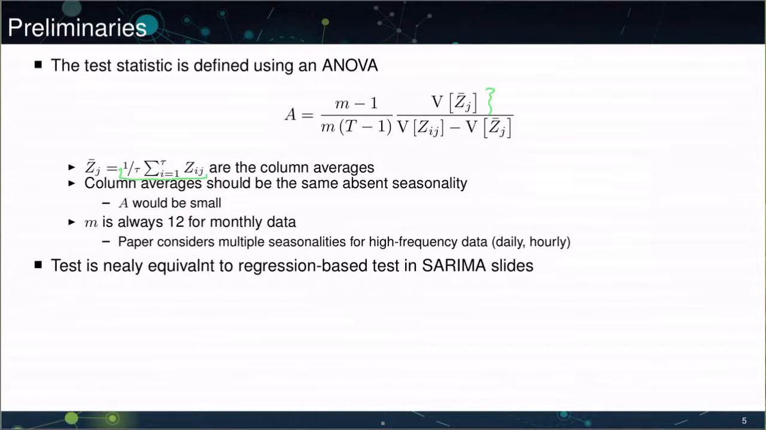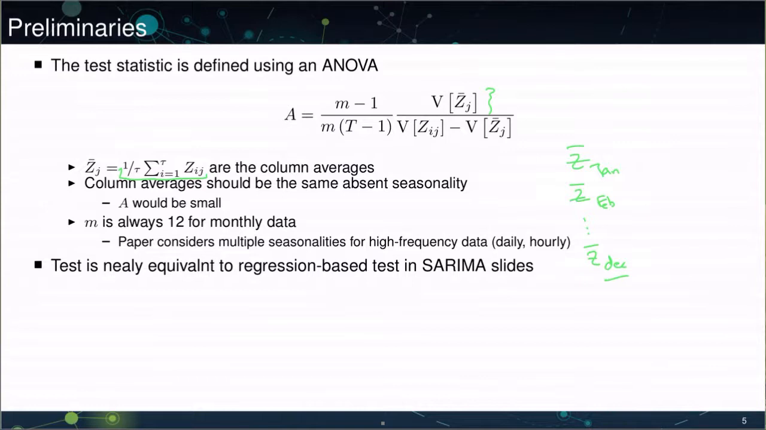For example, with monthly data, you'd have a Z bar for January. That is the average January effect. You'd have a Z bar for February, and then all the way through a Z bar for December. So you'd have 12 of these in monthly data. The idea there is that if there is no seasonality, then the monthly averages should be approximately constant. Of course, they won't be exactly constant because of sampling variation, but this number should be small. The variance of the monthly averages should be small without seasonality. On the other hand, when there is seasonality, this should be different from 0.